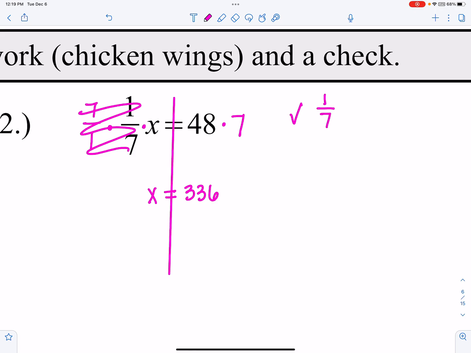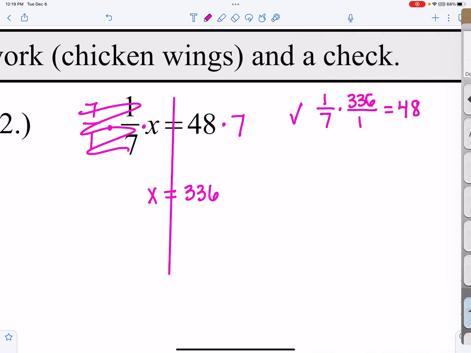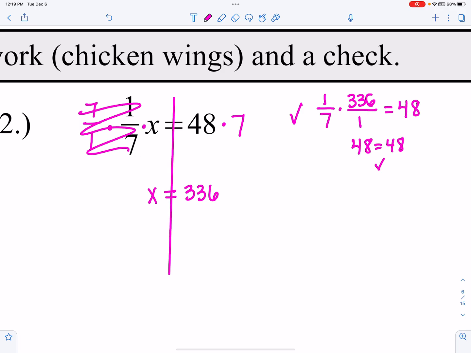So we have times 336 over 1, hopefully equals 48. You don't need to rewrite all this. You can just see that it's 336 divided by 7, and we end up with 48 equals 48, and so we're good.